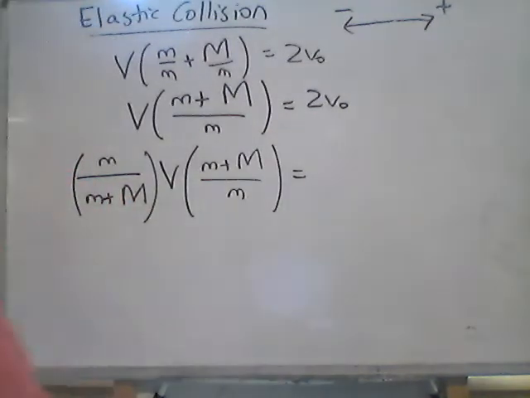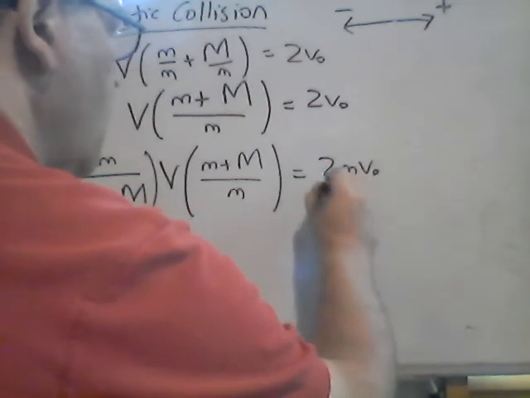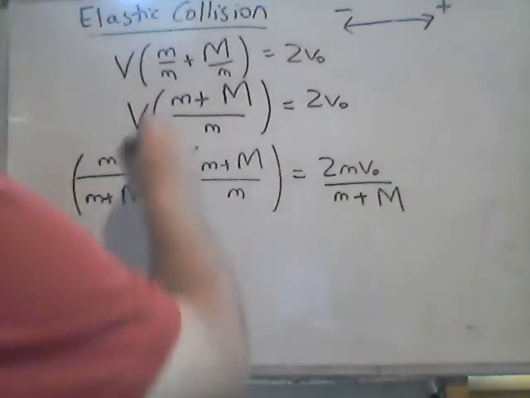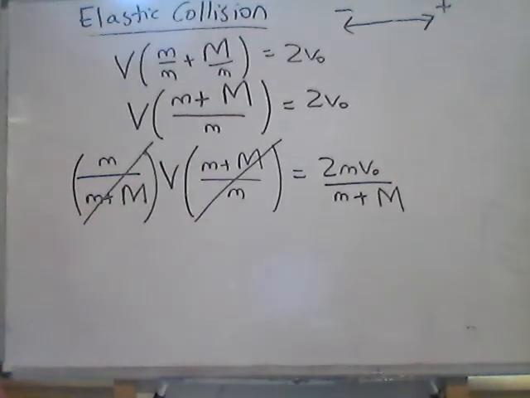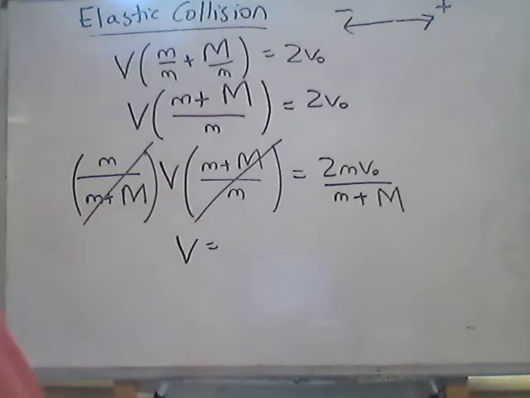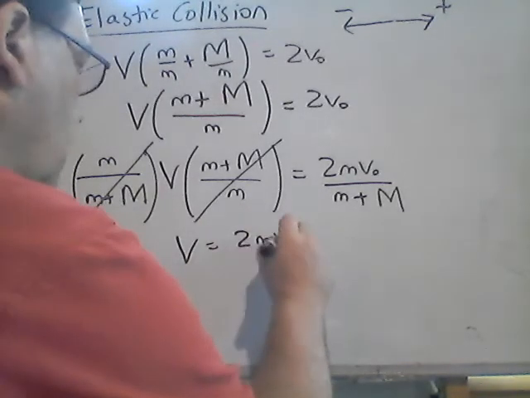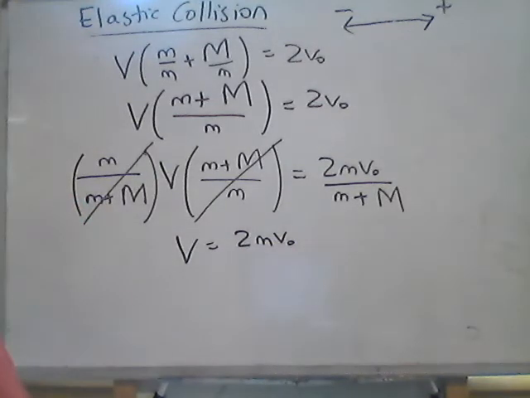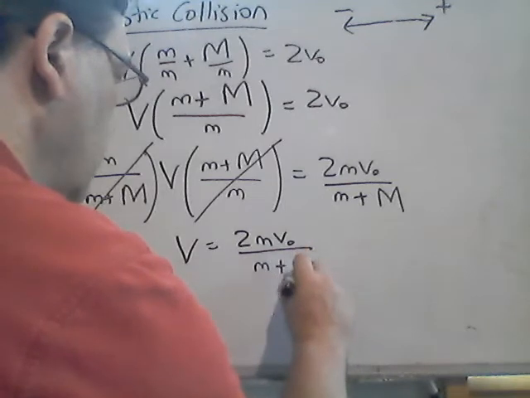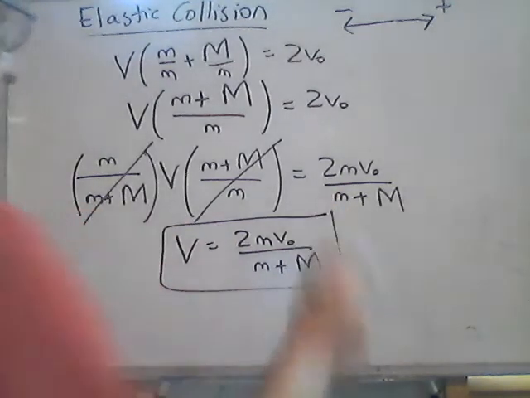And what I do to the left, I have to do to the right. So 2mV naught over little m plus big M. These cancel, and I finally get that the final velocity of the goalie is 2 times the mass of the puck, little m, times the initial velocity of the puck, v naught, divided by the total mass of the system. That is the final velocity of the goalie.